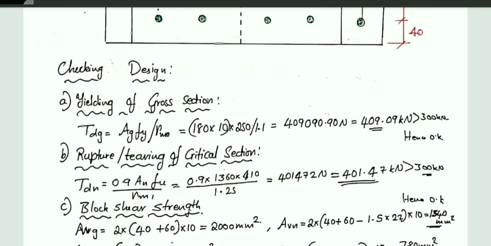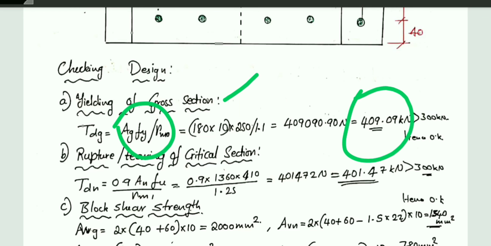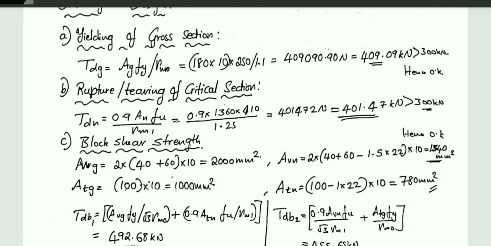Okay, the first check will be yielding of gross section, Tdg equal to Ag into Fy by gamma m0. By substituting all the values, you will get 409.909. It is greater than the load to be transferred, so it is safe. Next, rupture or the tearing at the critical section.